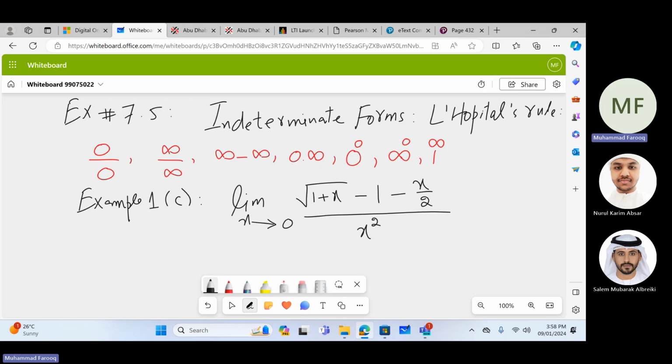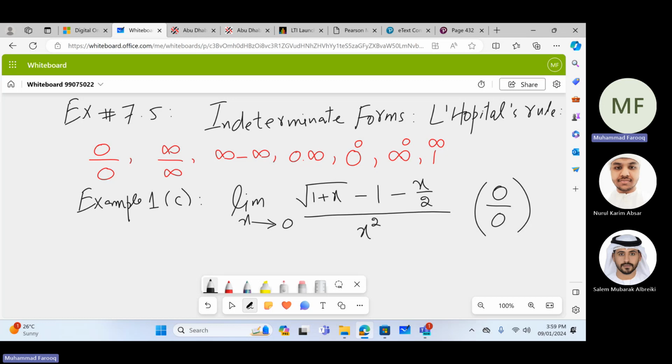Substitute directly, first of all, 0. Where are your x? Substitute 0. 1 plus 0 is 1, 1 minus 1 is 0, 0 by 2 is 0, divided by 0. So basically it is 0 by 0 form. One thing is confirmed: this question is one of the forms. So it means we can use which technique?